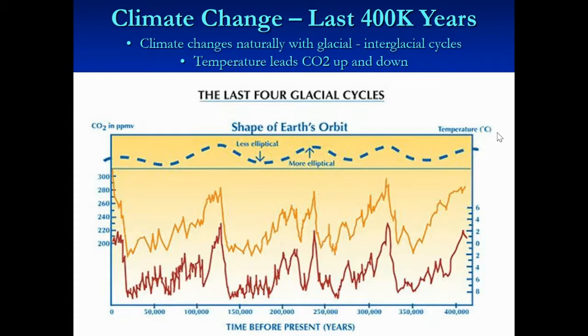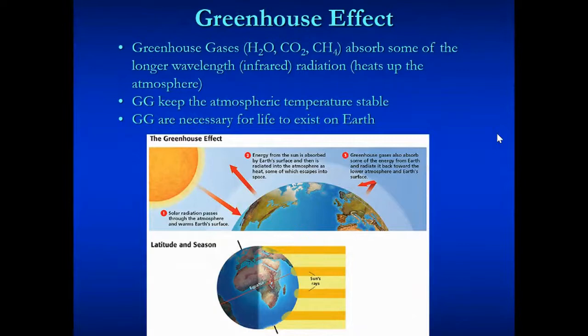Now, why is it significant that carbon dioxide is rising and falling? Carbon dioxide is a greenhouse gas, and greenhouse gases are gases that absorb heat and therefore warm the planet. CO2 is not the only greenhouse gas. Methane is a powerful greenhouse gas, and so too is water vapor. Greenhouse gases are necessary to keep the atmospheric temperature stable on our planet, and they're necessary for life on Earth as we know it. If we didn't have greenhouse gases, the temperature would be well below zero all the time. So this is a good thing. Greenhouse gas isn't really a bad word.